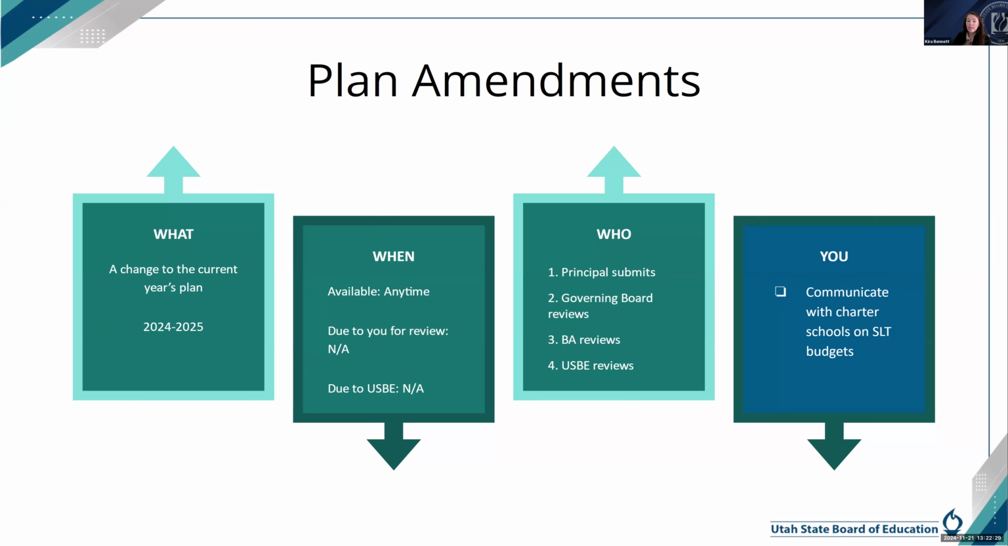So they are plan amendments, and a plan amendment is essentially a change to a school's current plan, the one that they're implementing. So for this year, it's whatever they're doing with the school land trust funds for 2024 to 2025. There's a couple of reasons a school might need to submit an amendment.